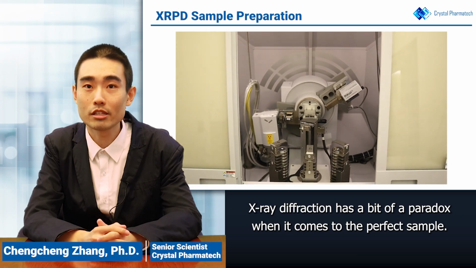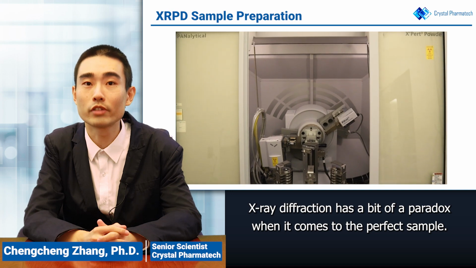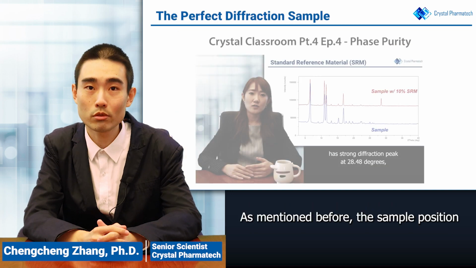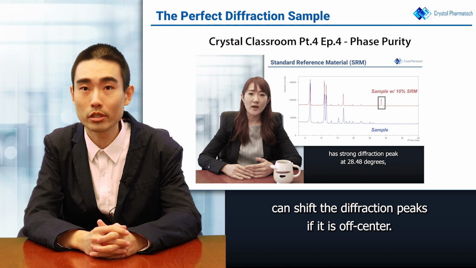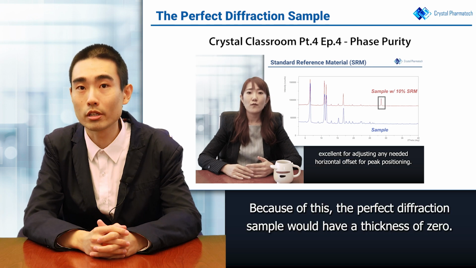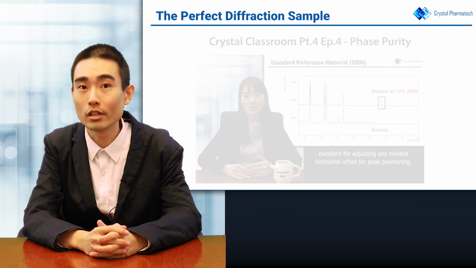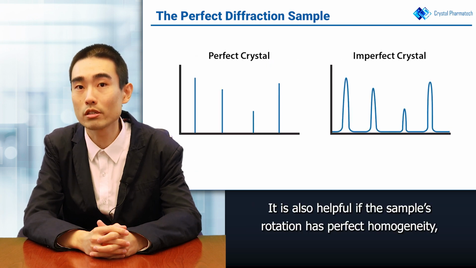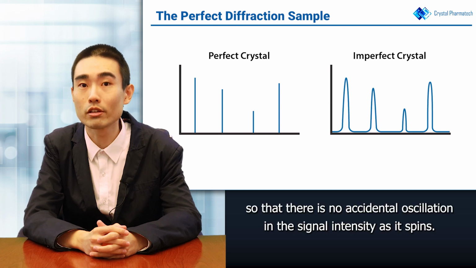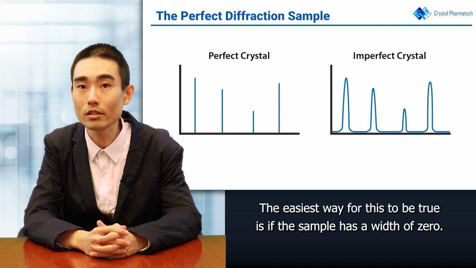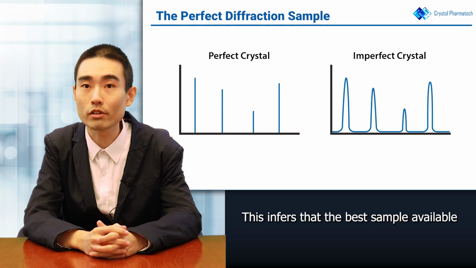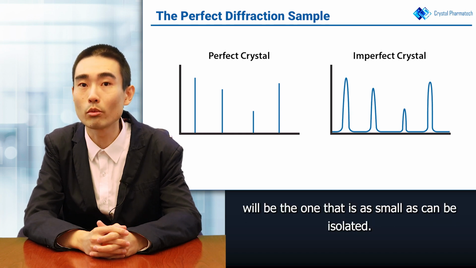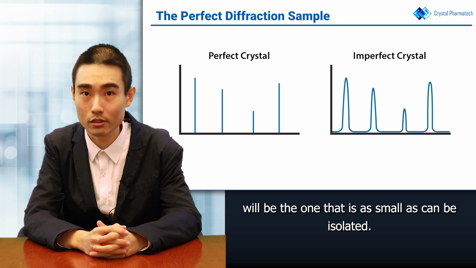X-ray diffraction has a bit of a paradox when it comes to the perfect sample. As mentioned before, the sample position can shift the diffraction peaks if it is off-center. Because of this, the perfect diffraction sample would have a thickness of 0. It is also helpful if the sample's rotation has perfect homogeneity so that there is no accidental oscillation in the signal intensity as it spins. The easiest way for this to be true is if the sample has a width of 0. This infers that the best sample available will be the one that is as small as can be isolated.